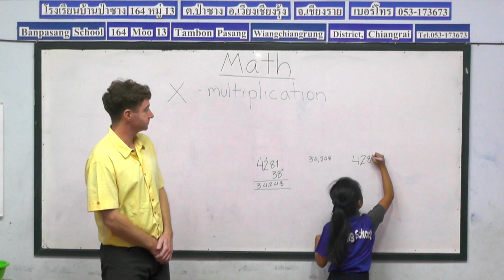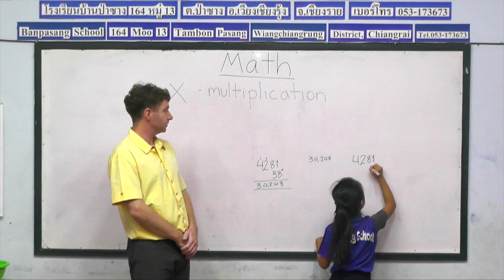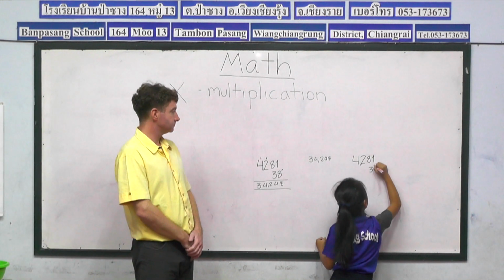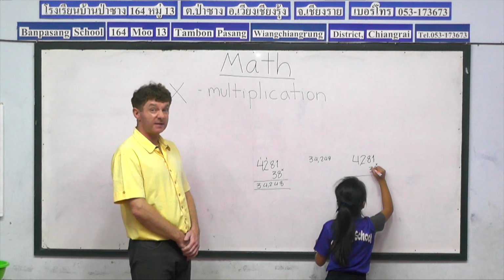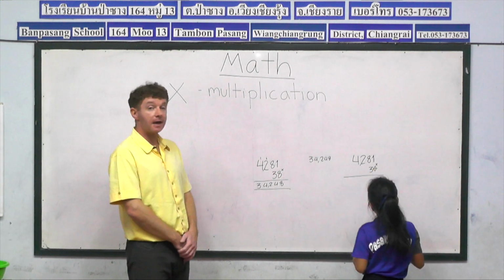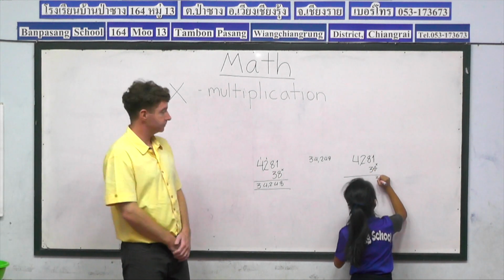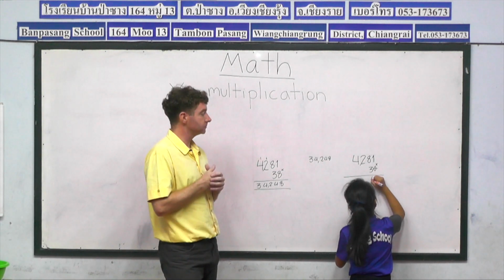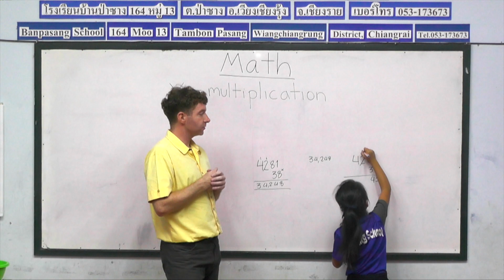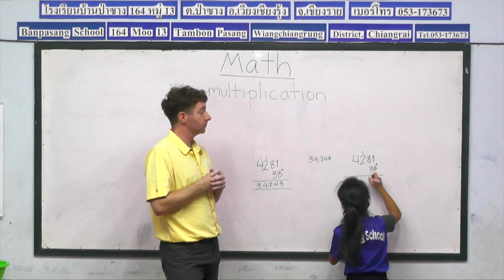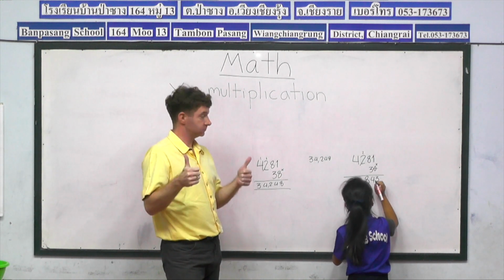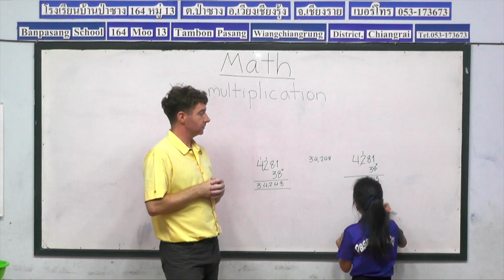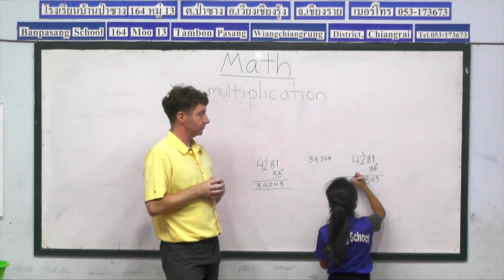4,281 times 30. So delete the 0 for now. 3 times 1? 3 times 8? 24. 3 times 2 equals 6 plus 2 equals 8. 3 times 4 equals 12.